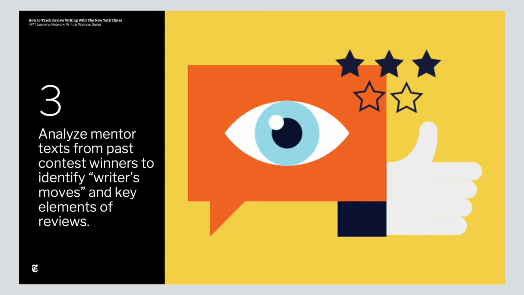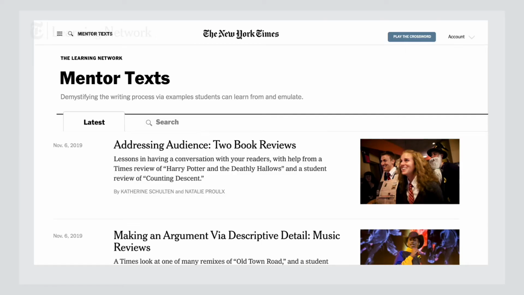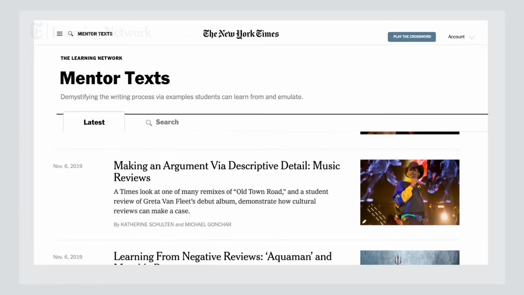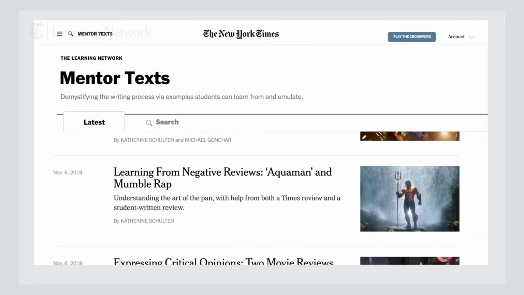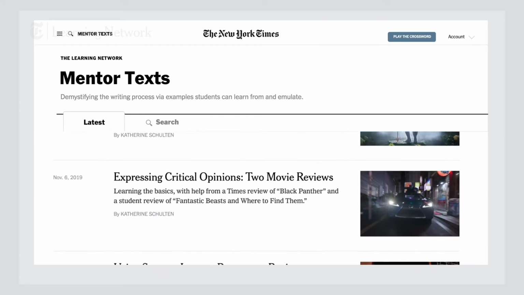And that brings us to mentor texts. So we're going to spend some time analyzing mentor texts from past contest winners to identify different writers' moves and key elements of reviews. So we have our writing prompts, but what are mentor texts, Natalie, and how do we use them? Yeah, so after your students consider the role of reviews and they start forming their opinions with those writing prompts, the next natural step would be to actually read reviews and learn from them. And that's where our mentor text series comes in. So we created this series of lesson plans that feature writing from both the Times and student winners of our contests, and they help students analyze and emulate that writing.